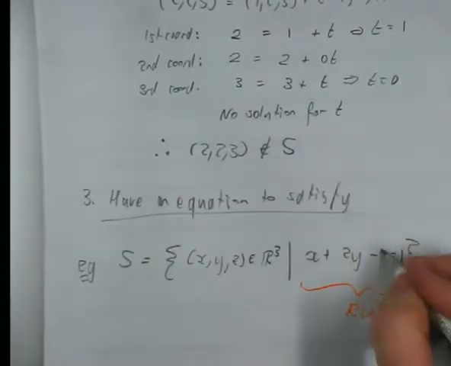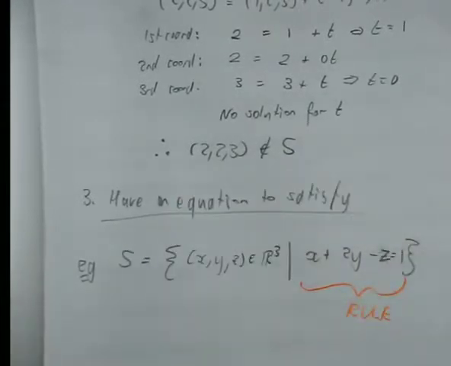Okay, but any rule could do. It could be x squared plus y squared equals 4. It could be anything, as long as there's some sort of equation that you can put there. That's how this type of set is made. And the way that you tell if things are in this set is to sub it into the formula, and if it works, then it's in the set, and if it doesn't, then it's not.